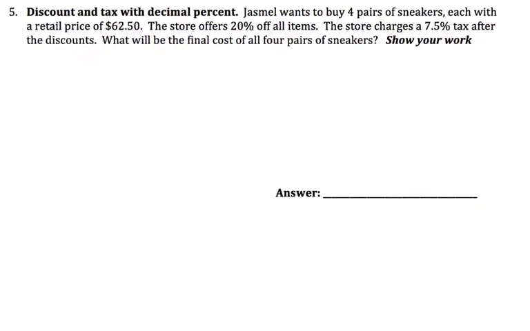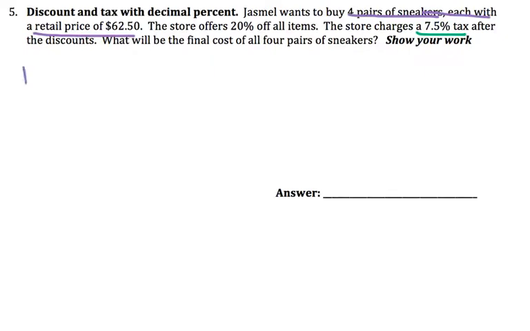Number 5 is the same type of problem, except when we make it to the tax part, we have a stranger tax. And I just want to remind us of a strategy we could use to find it. Also, let's read this problem. Jasmel wants to buy 4 pairs of sneakers, each with a retail price of $62.50. Remember that with these problems, you could multiply the price by 4 at the beginning, or you could save it for the very end. And what I'm going to do is do it at the beginning. So I'm going to do $62.50 times 4.